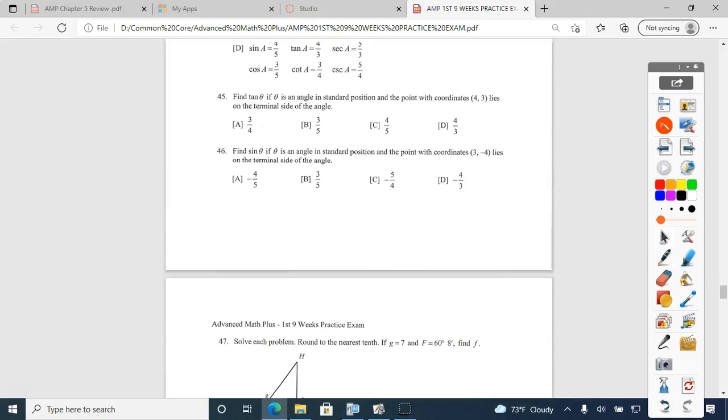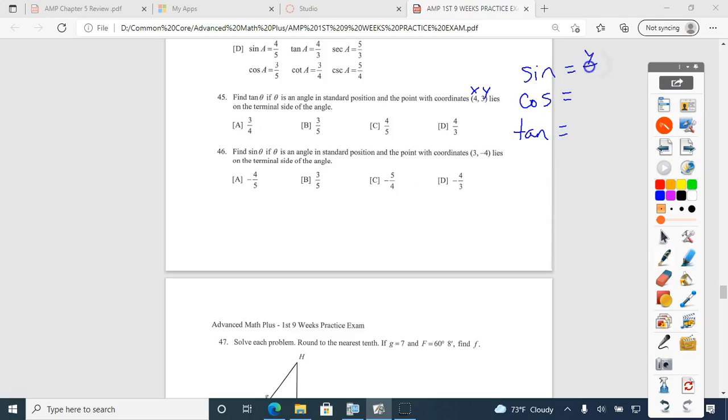Number 45. Find tangent of theta if theta is an angle in standard position where the point with coordinates 4, 3 lies on the terminal side of the angle. So this is x, this is y. Tangent uses y over x. So y over x is just 3 over 4 here. So A has to be my answer.